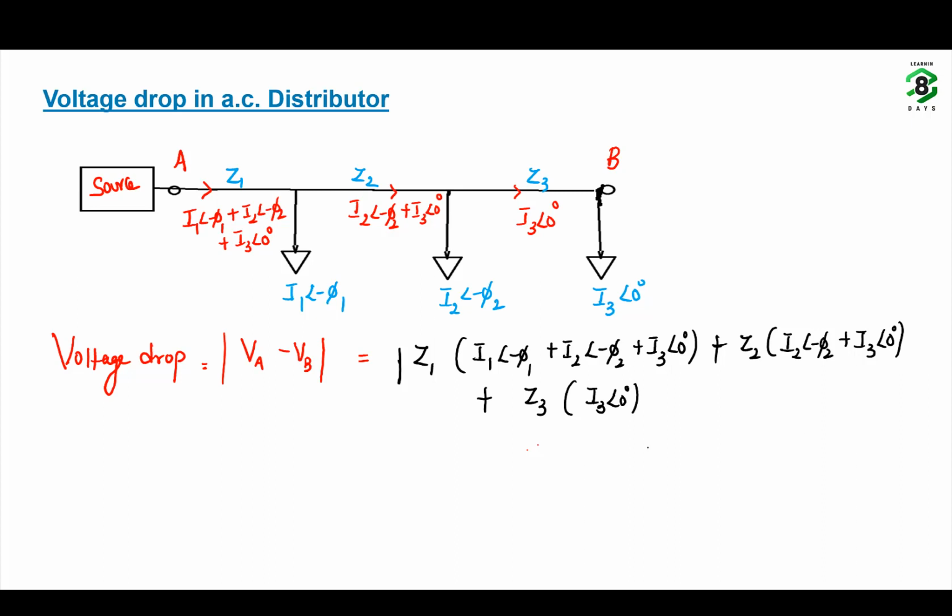So this is the total voltage drop in this particular AC distributor. So we need not remember any formula, I'm just explaining how to calculate voltage drop in an AC distributor. Okay.